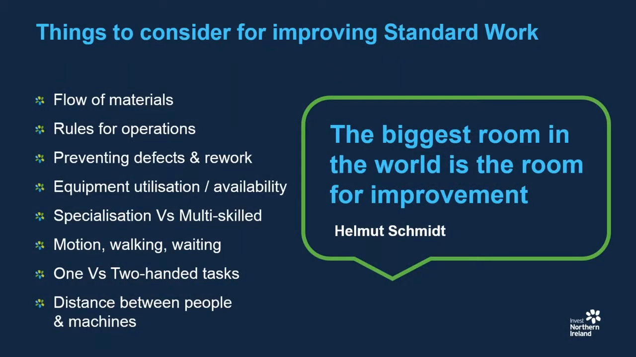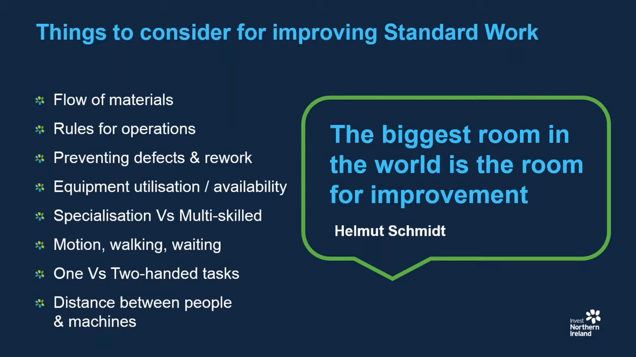Once you've developed standard work for a task, now you want to work on how to improve it. There are a number of things to consider when working on process improvements. Think about how materials flow through the process. Would it help if you established some ground rules for operations? How can you prevent defects and rework? What about equipment utilisation and availability?